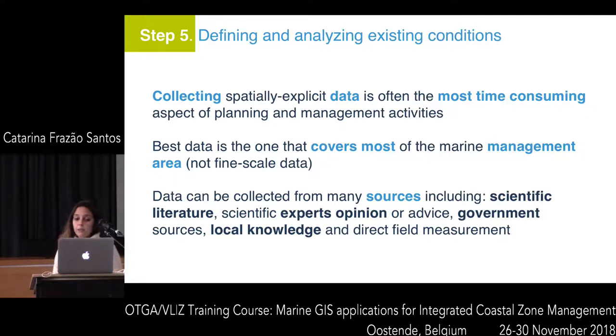Also, data can be collected from different sources, including scientific literature and experts' opinion or advice, government sources, local knowledge, and direct field measurement. Usually, the three initial ones, scientific literature, experts' opinion, and government sources, are the ones that are most used. In some places, not to say all, local knowledge, however, is very important because it will provide insights from people that really know the place and that are not available anywhere else.